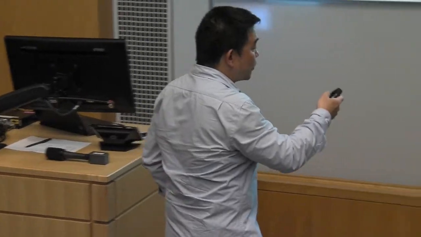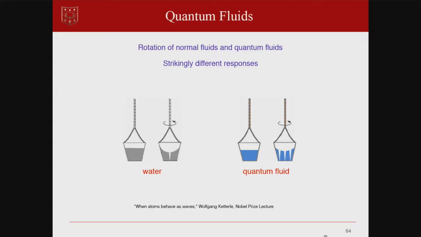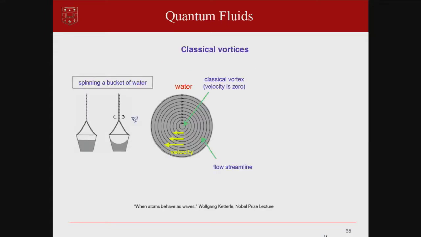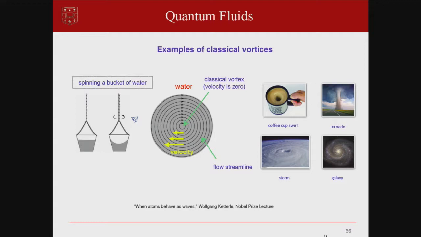But what I'm going to describe shortly in 1 minute is that if you rotate water and rotate a quantum fluid, the response will be very different. If you rotate water, then if you look from above, the water will rotate together, right? And then you will see some kind of classical vortex. In the middle, it does not rotate. But as you go away from the center, the velocity becomes higher and higher. We have seen this on many different occasions: if you stir a coffee cup, a tornado, a storm, and even a galaxy, they are just classical fluids. And here is the classical vortex.